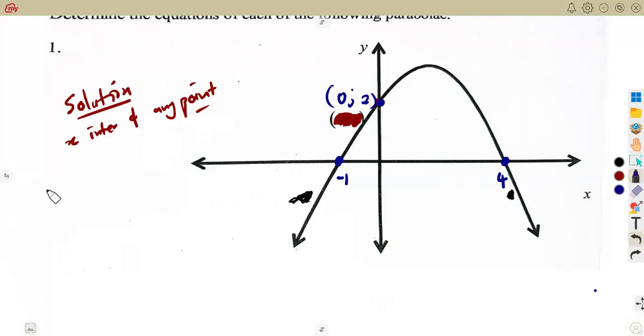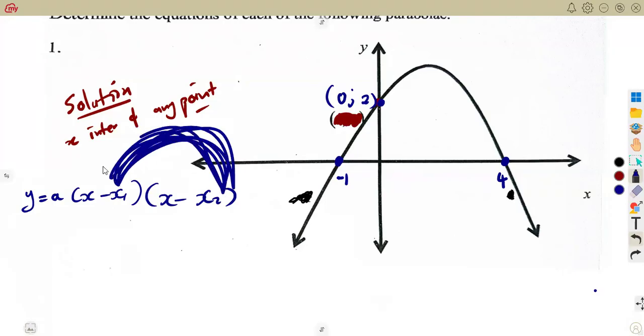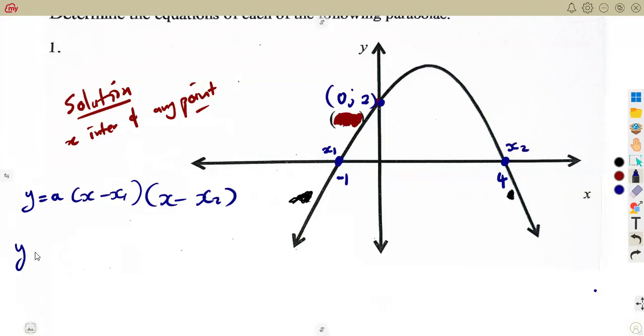From what we had, we are going to have this as y is equal to a into x minus x1 into x minus x2, where x1 and x2 are to be substituted with the x-intercepts. So we can just call this x1 and this one x2, the x-intercepts. So that means y is equal to a into what? x minus x1. Take note, this is -1. So it was going to be x minus -1 like this.